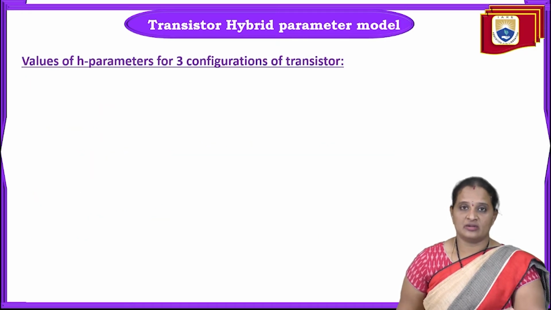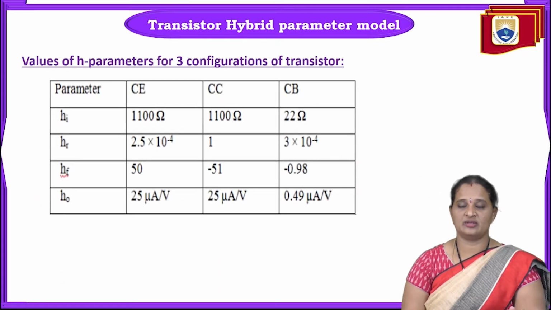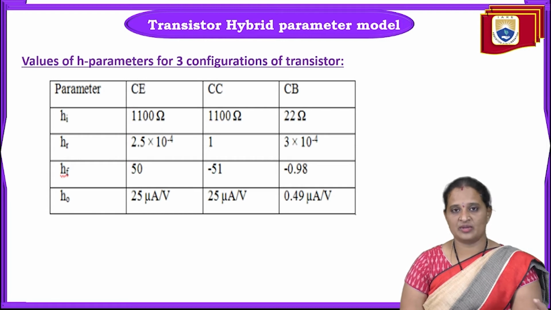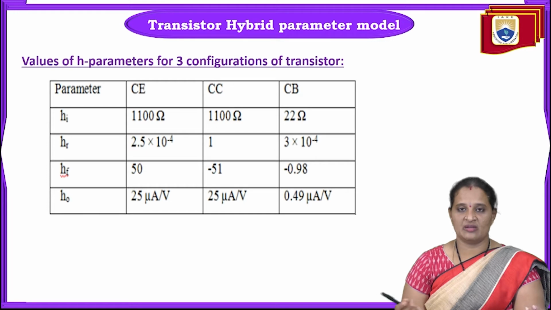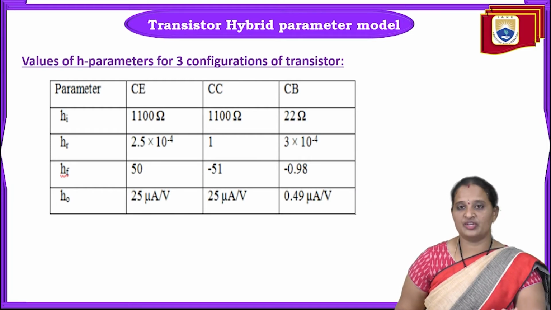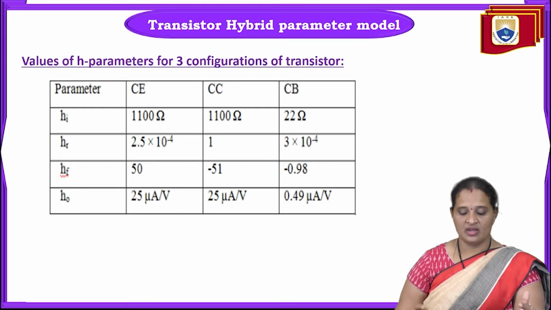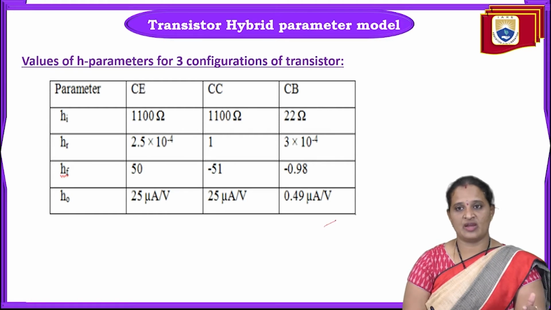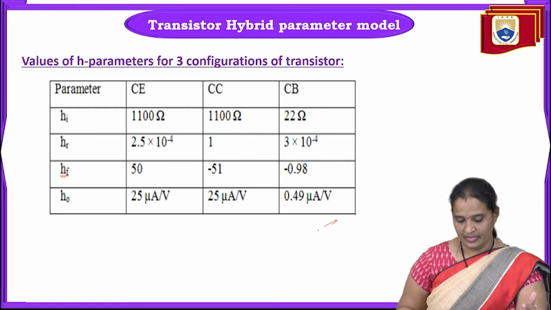Next, the values of various H parameters. If the values of H parameters are not given, we need to use the ideal values or else typical values of H parameters. These are the typical values of H parameters for all the 3 configurations of a transistor, so we need to remember them. If they are not given, we have to recall these H parameter values and use them.